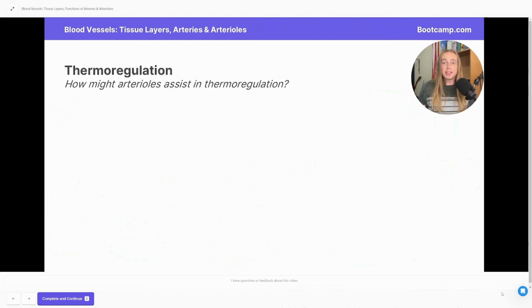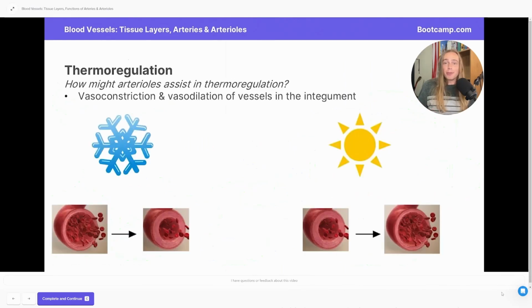So to think of a specific example of that, recall that we are homeothermic endotherms, meaning that we maintain a constant body temperature. So how might vasoconstriction and vasodilation of arterioles assist us in this? On a day like a cold day, we lose a lot of heat to the environment from our integument. In order to combat this, the arterioles within the integument can either vasodilate or vasoconstrict.